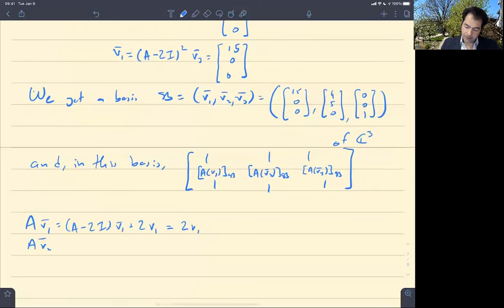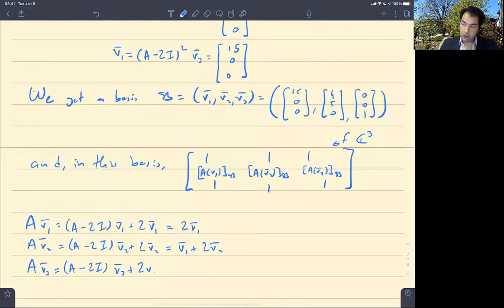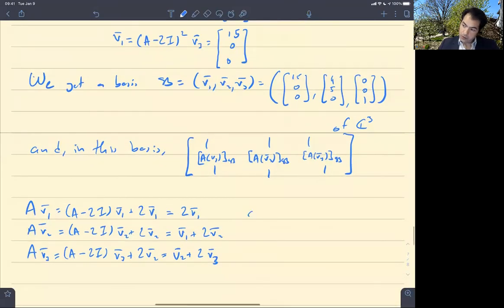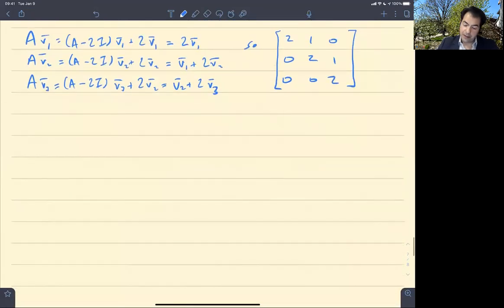A V2 is equal to (A minus 2 times the identity) V2 plus 2 times V2, right? Which is equal to V1 plus 2 times V2. And A times V3 is (A minus 2 times the identity) V3 plus 2 times V3. And that's equal to V2 plus 2 times V3. So the matrix that we get is exactly the Jordan block corresponding to 2, 3. And this works in general.